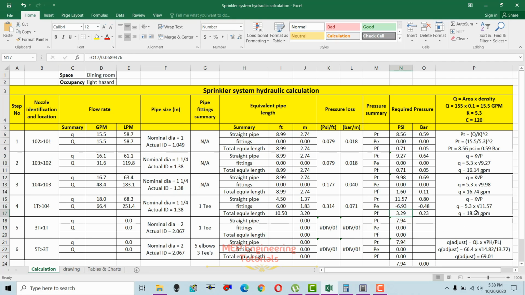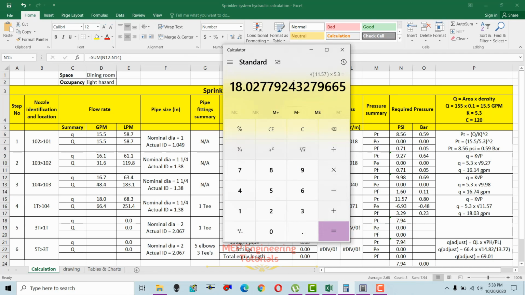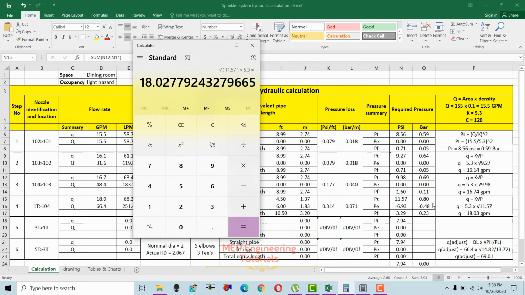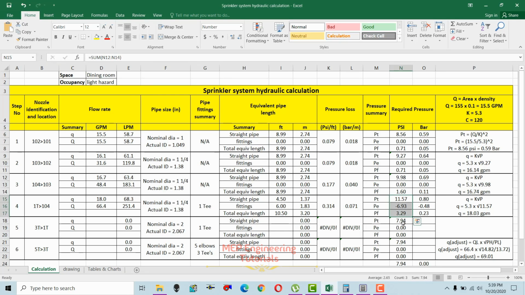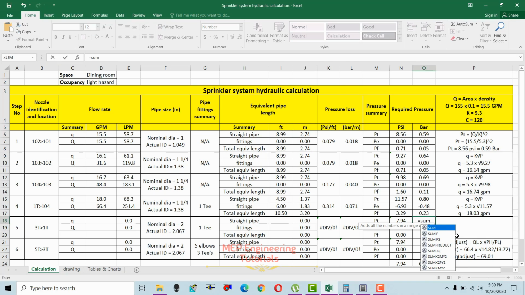Next, the total pressure will be the sum of these three. As you can see, the first one is 11.57, second is negative 6.93 plus 3.29. So the total pressure at this point is 7.93 or 7.94 psi. This is calculated in here, and this one is in bar. We can just apply the formula to get the total pressure at this point, that is 0.55 bar.